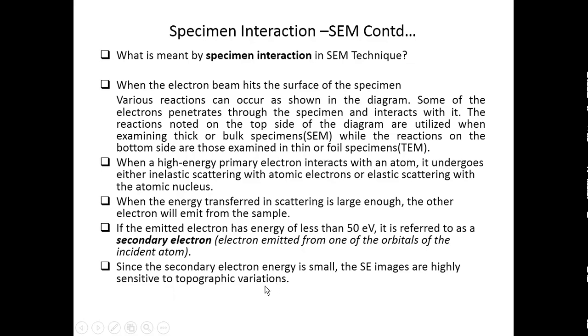In what way is it recognized or identified? Because the secondary electrons have a small energy, here the energy of the secondary electron emission is only less than 50 electron volts. If that is the case, the SEM images are highly sensitive to topographic variations. Okay.